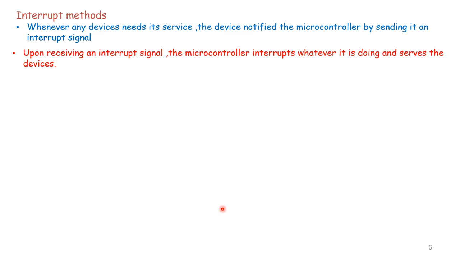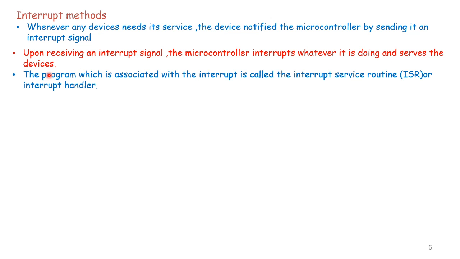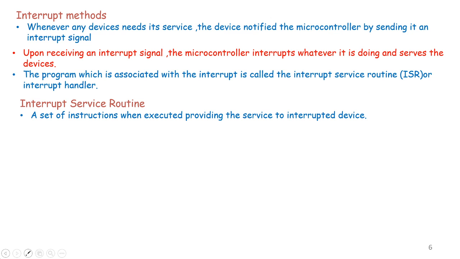Interrupt methods: whenever any device needs a service, the device notifies the microcontroller by sending it an interrupt signal. Upon receiving an interrupt signal, the microcontroller interrupts whatever it is doing and serves the device. The program which is associated with the interrupt is called the interrupt service routine, ISR, or interrupt handler. Now what is an interrupt service routine? It is a set of instructions which, when executed, provides the service to the interrupted device.